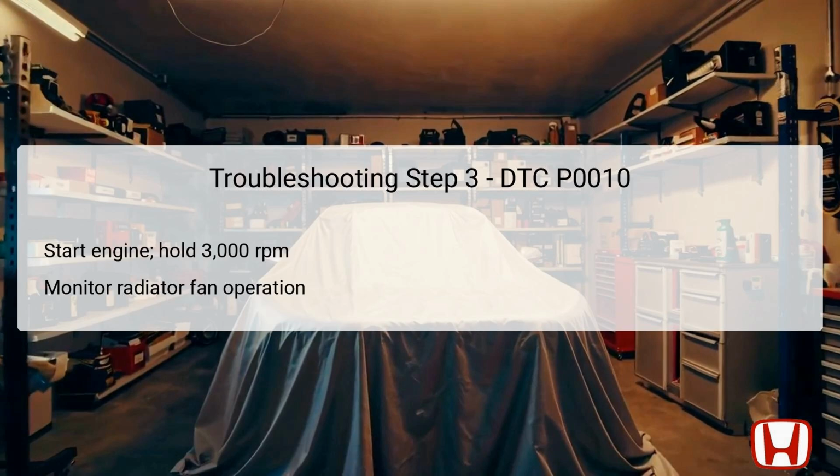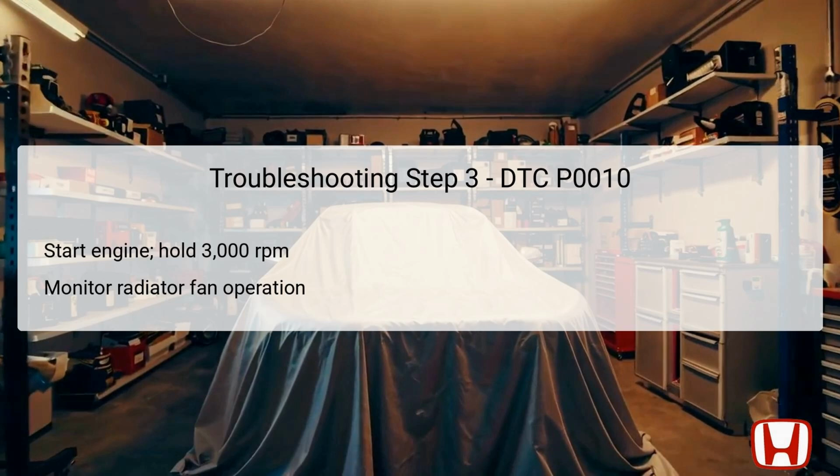After clearing the DTC, the next step is to start the engine and hold the engine speed at 3,000 RPM without putting any load on it, such as in neutral. This step is crucial for ensuring that the engine operates under controlled conditions, thereby allowing technicians to assess the behavior of various components under specific situations.